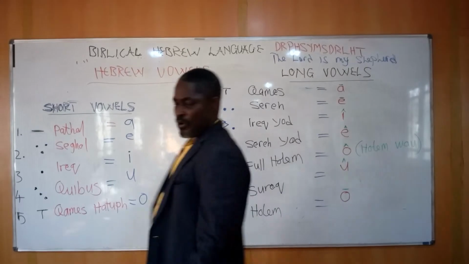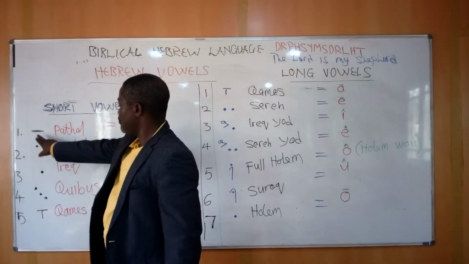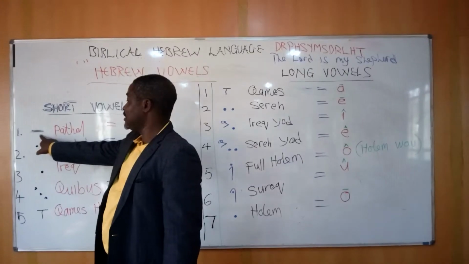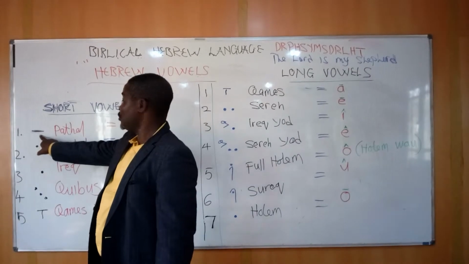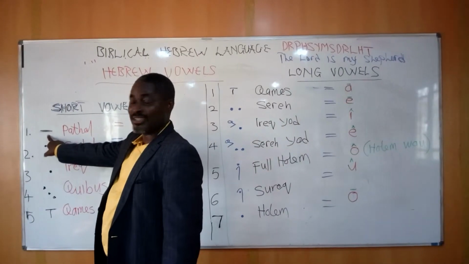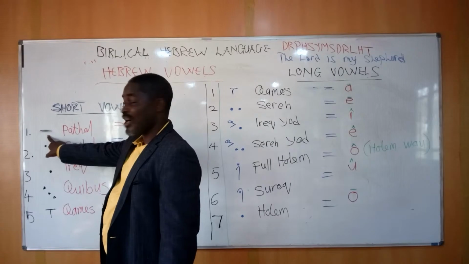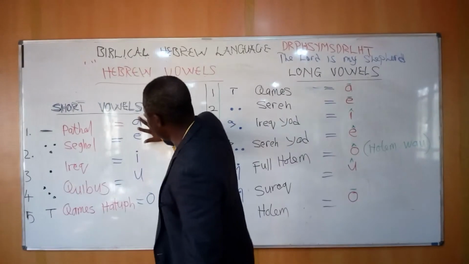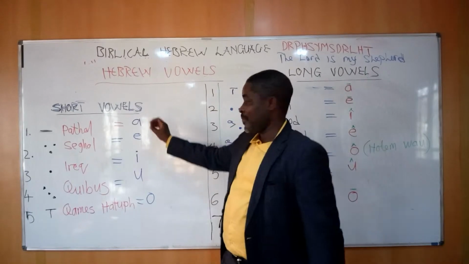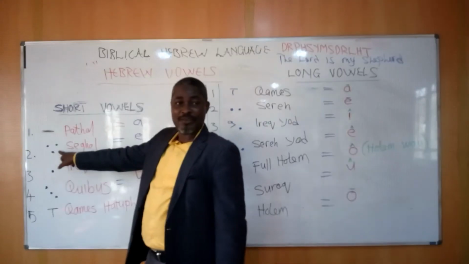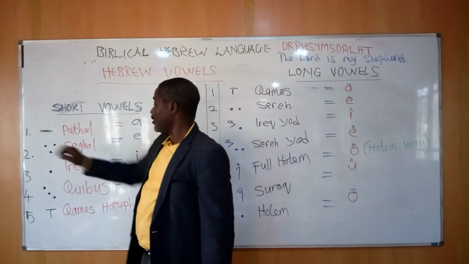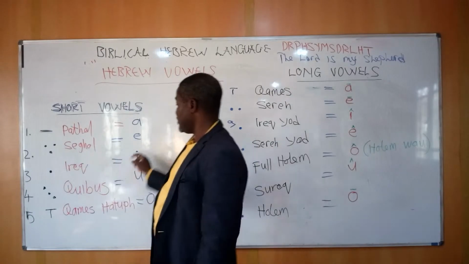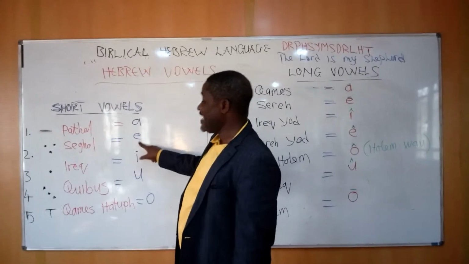Now, the first one is patah. I want to repeat it: patah. This is the form, this is the name, and this is the transliteration, it stands for an A. The next one is segol. Everybody say segol. That's the form, this is the name, and it stands for an E.